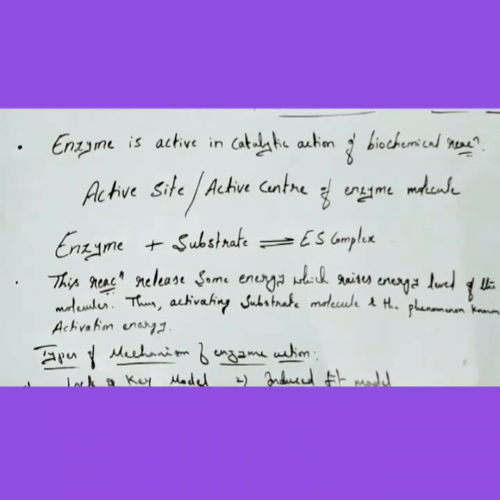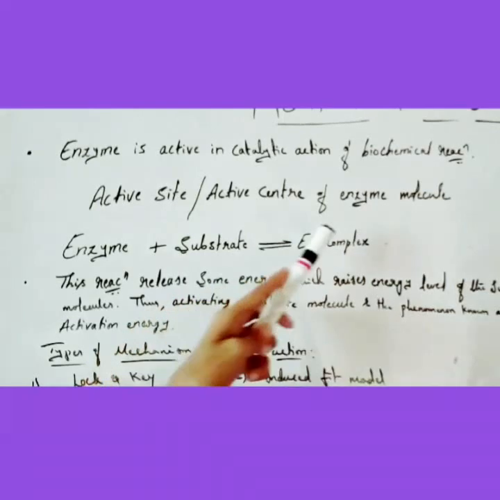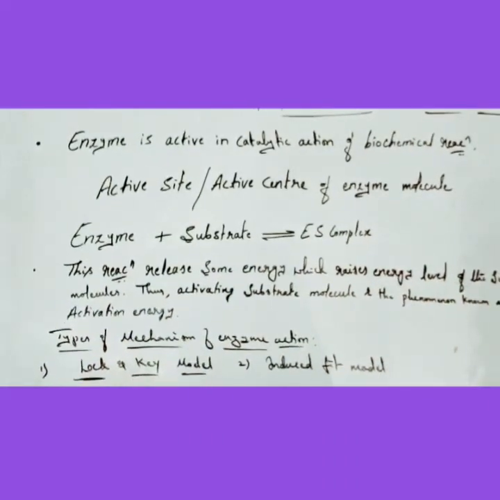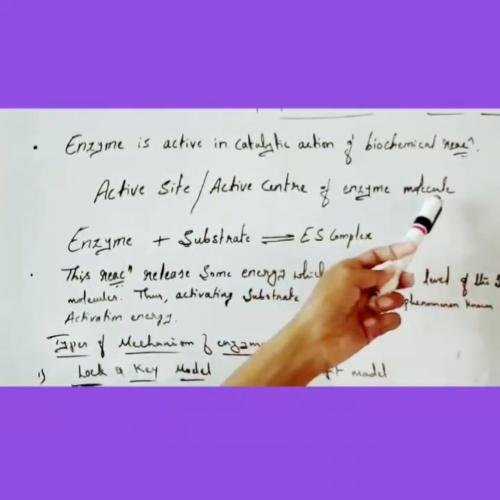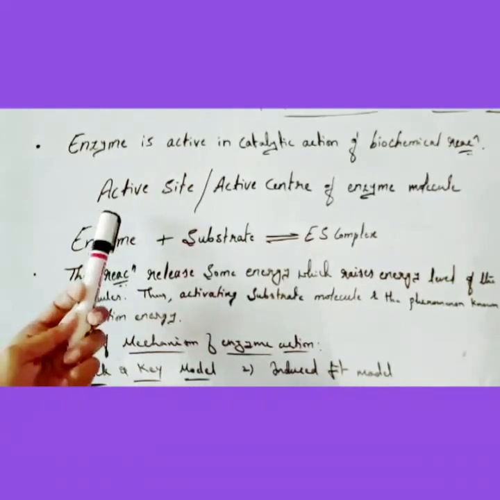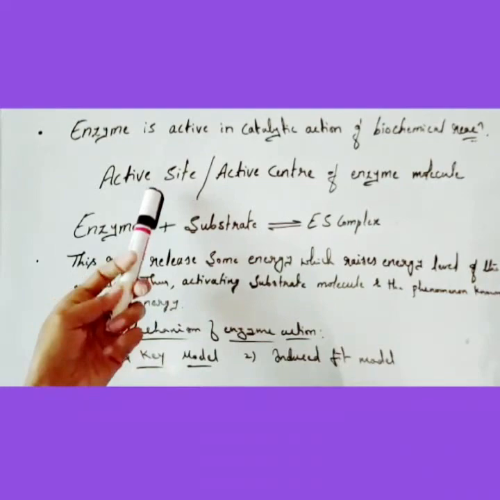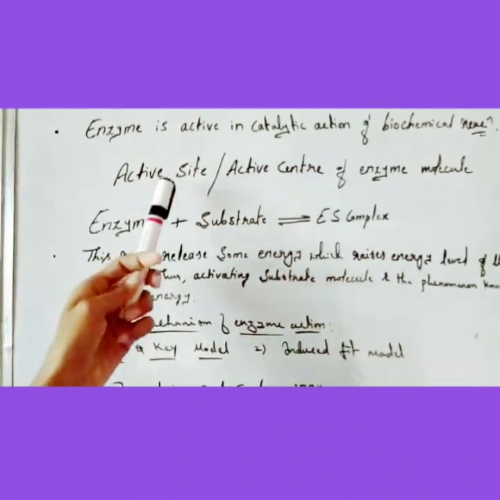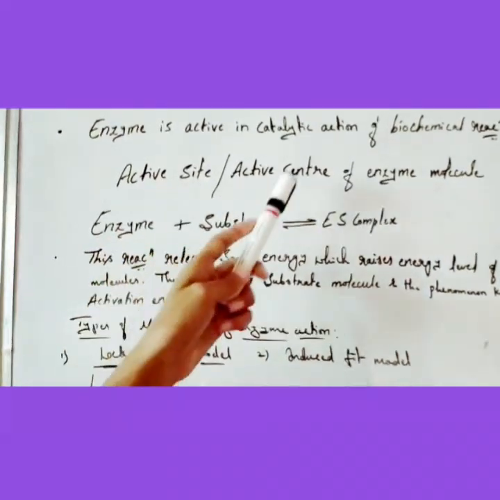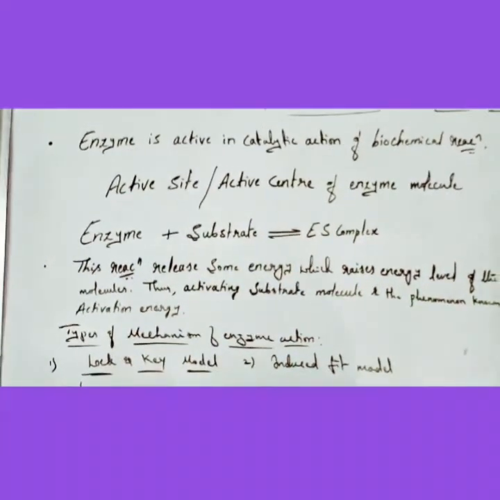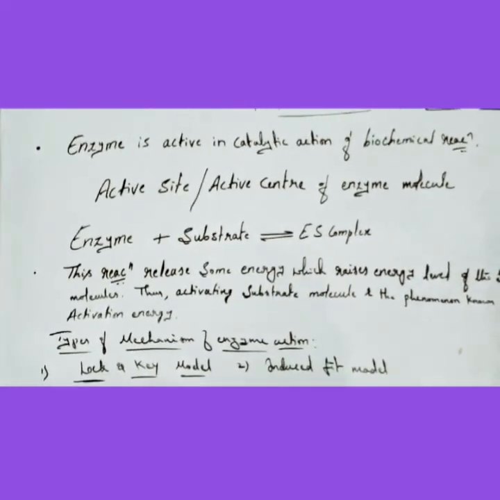The enzyme and substrate form a complex at the active site. The enzyme has an active site, the region where the substrate can bind. Such a region is called the active site or active center of an enzyme molecule. The binding action makes both enzyme and substrate stable.